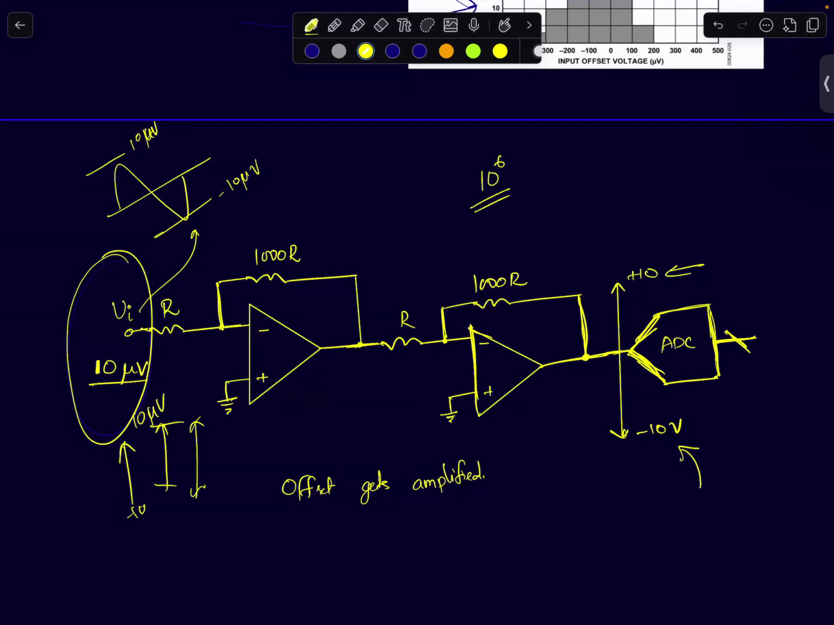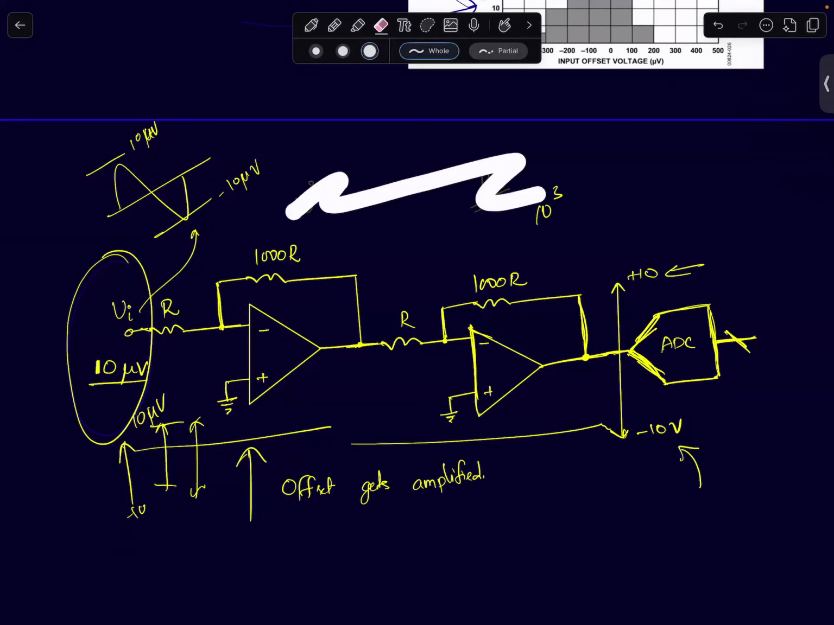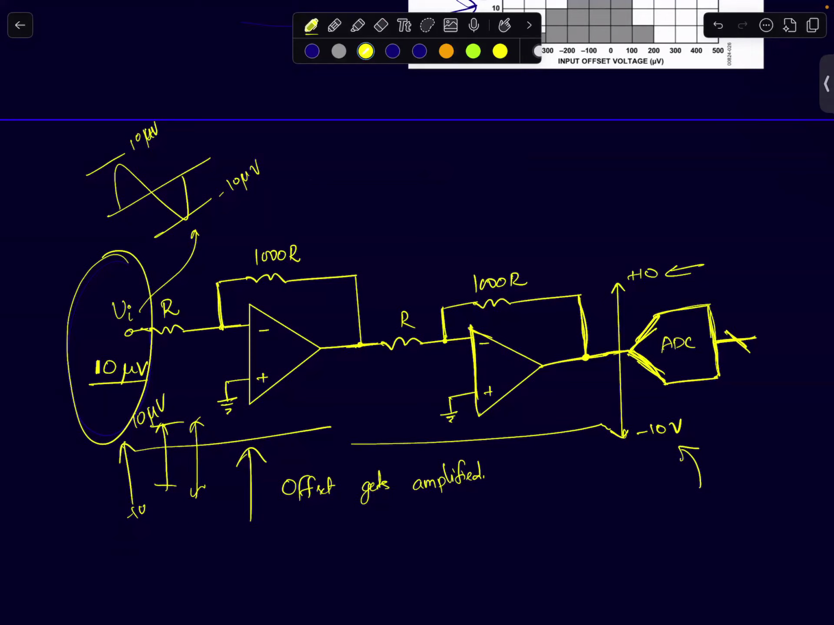Which is why I've cascaded two inverting amplifier configurations. Each one will provide me a gain of 10 power 3. This is 10 power 3, this is 10 power 3. So the total gain of the cascade is 10 power 6. Now tell me, what will be the effect of offset on this? Let's start with the first one. Let VOS1 be the offset voltage of the first amplifier.